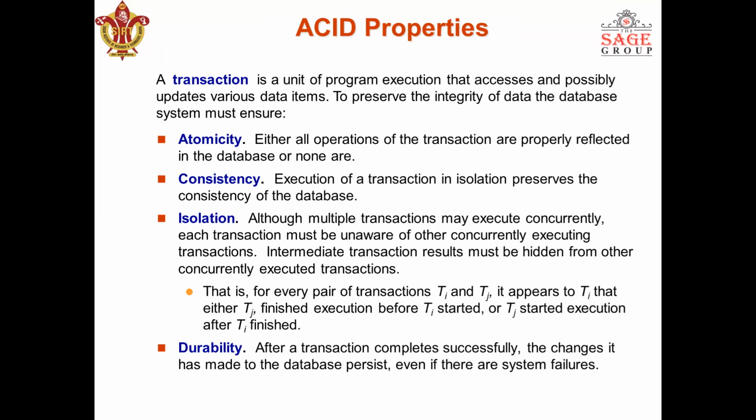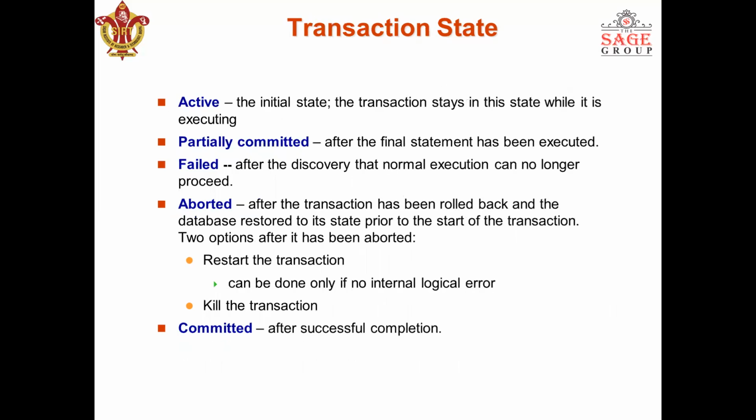The isolation property says that although multiple transactions may execute concurrently, each transaction must be unaware of the other concurrently executing transactions. The transactions are performed in an interleaved fashion. The durability property says that after the transaction has completed successfully, the changes that are made by a user persist even if the system fails. So these are the ACID properties.